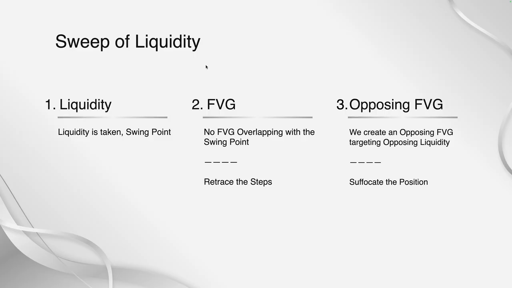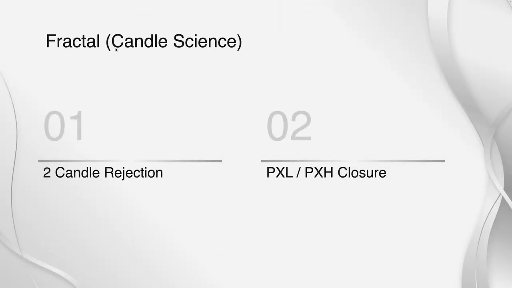Now, once we understand the sweep of liquidity as well, the suffocating of that position and getting comfortable again below a high or above a high, below a low, sorry, then we can move on towards the candle signs, the fractal of the market. So what does this mean? Number one, we have the 2 candle rejection. And number 2, we have the previous candle low, previous candle high closure.